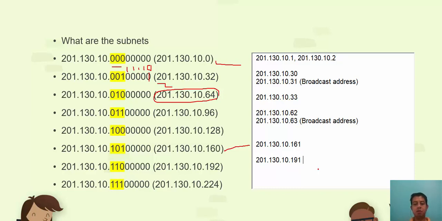201.130.10.191. 191 is the broadcast address, because this is where all are ones. So this is the broadcast address. So the previous IP address of this is 201.130.10.190. So the range of the IP address of my sixth subnet is from 201.130.10.161 to 201.130.10.191, where the last one is the broadcast address, and the last usable IP address is 201.130.10.190. Clear? In the same manner, you find the range of IP address for all these different subnets.